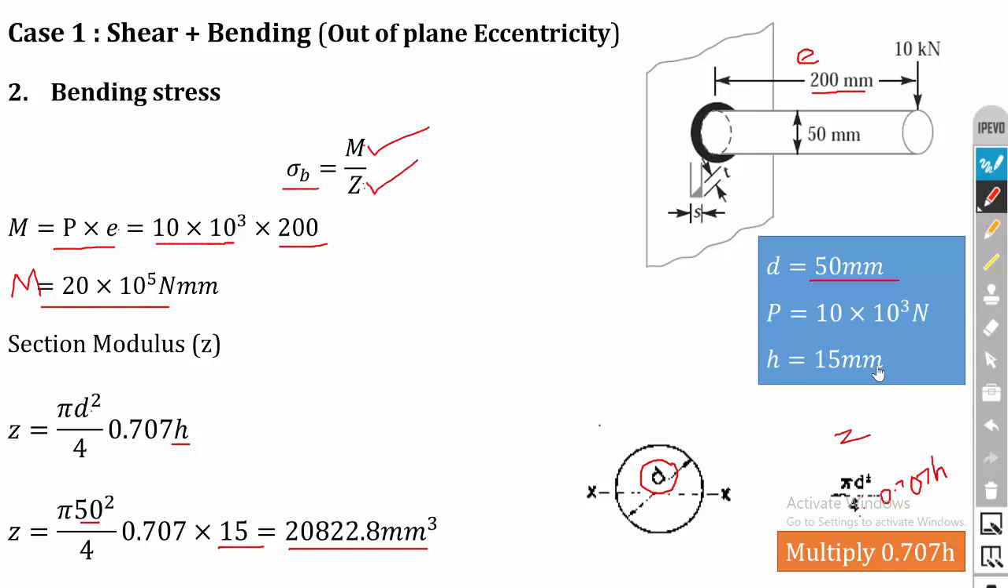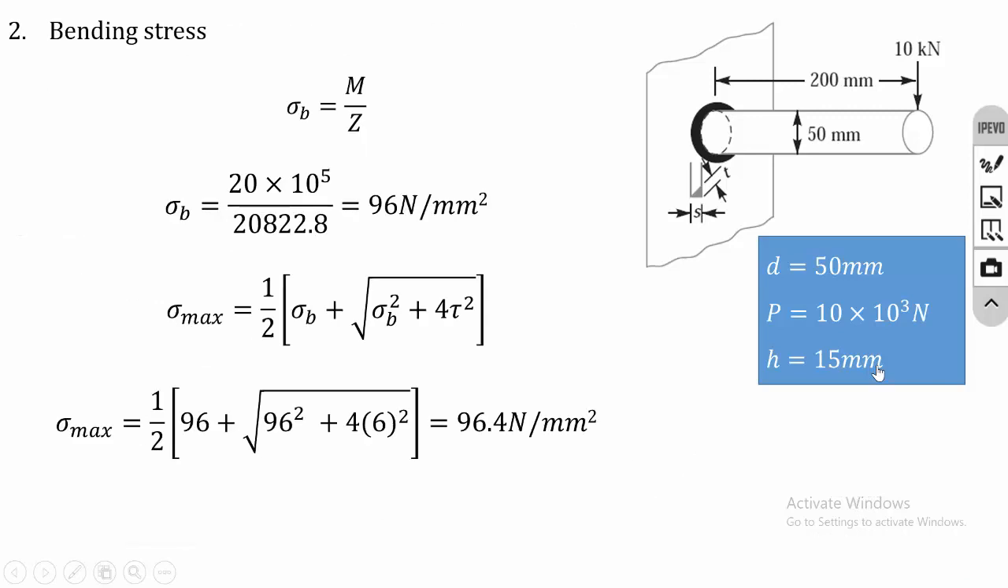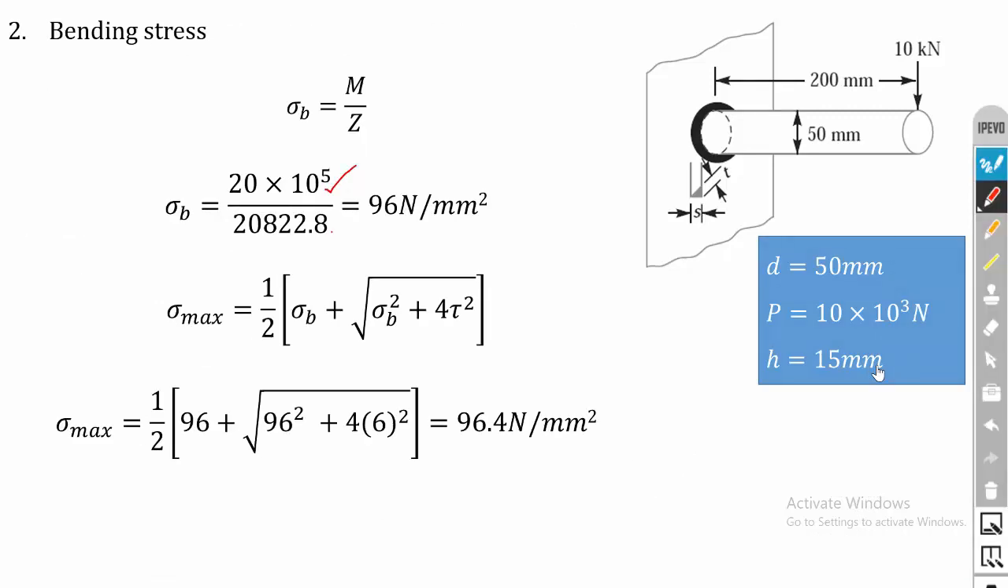Okay, so now in this equation we have calculated the M value and we have calculated the Z value. So we can substitute it. M is 20 into 10 power 5 and Z is 20,822.8. So if you solve this, you will get sigma B is equal to 96 Newton per mm square. Okay, so the primary stress is shear and the secondary stress is bending.